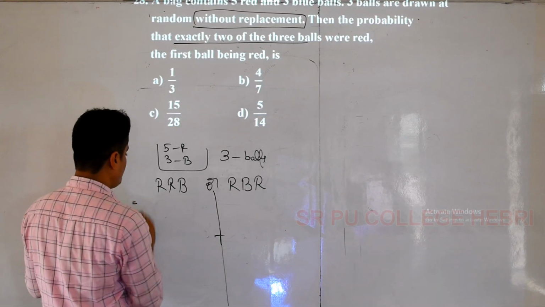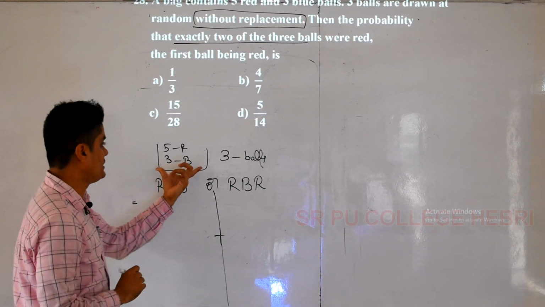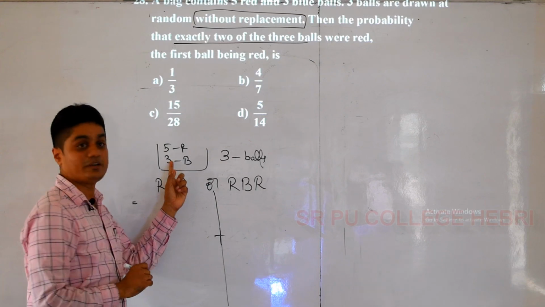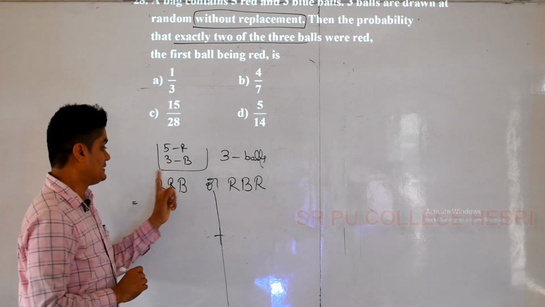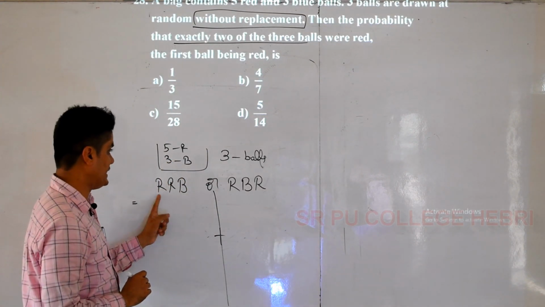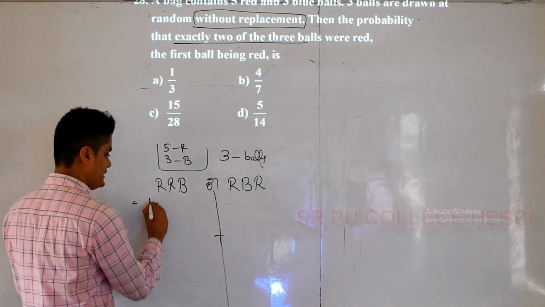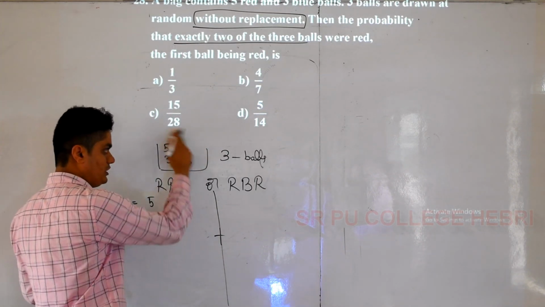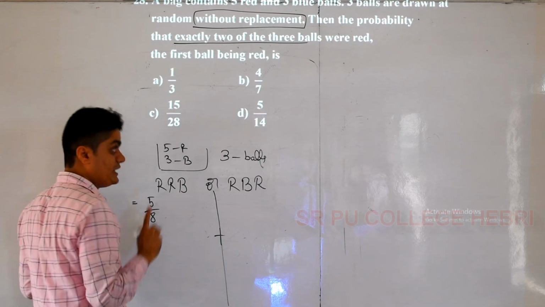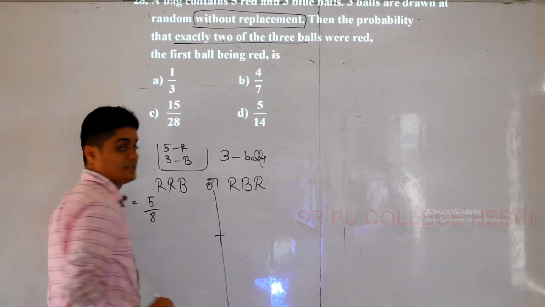Tell me what is the probability of getting red. How many balls are there? 3 plus 5, 8 balls, right? Selecting the first ball which is red out of this bag can be done in, tell me, 5 red balls, total number of balls is 8, so 5 by 8. And one more very important condition: without replacement.